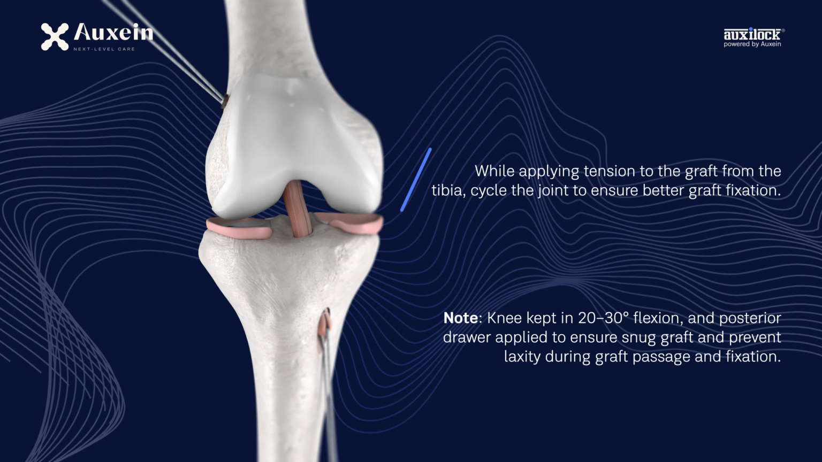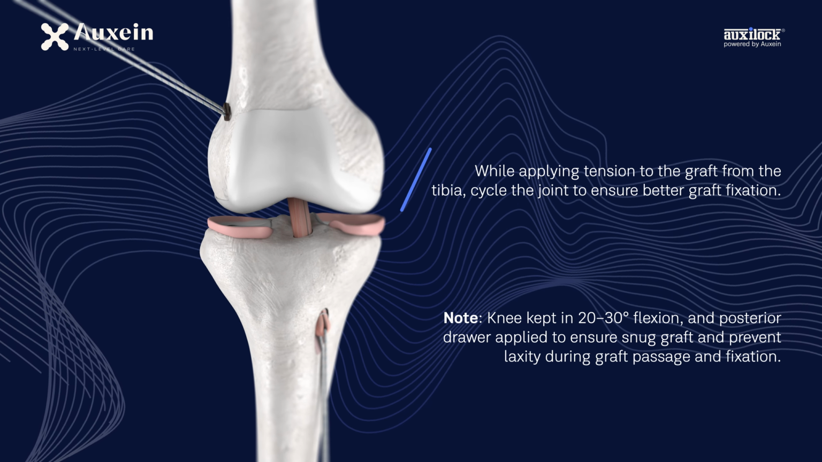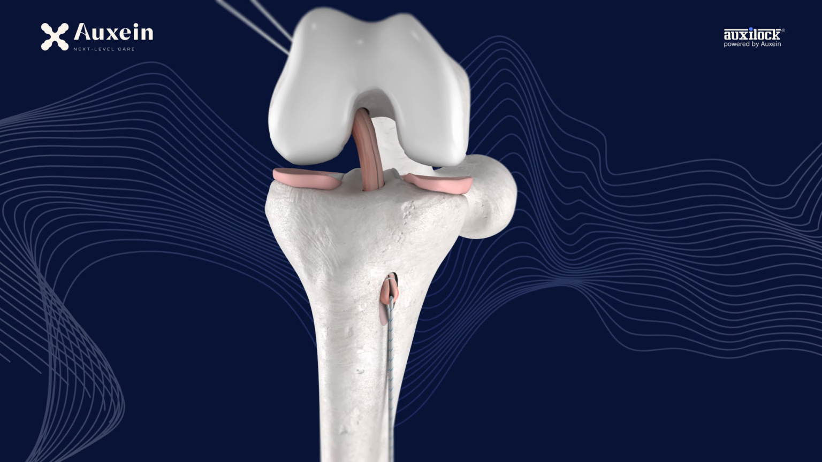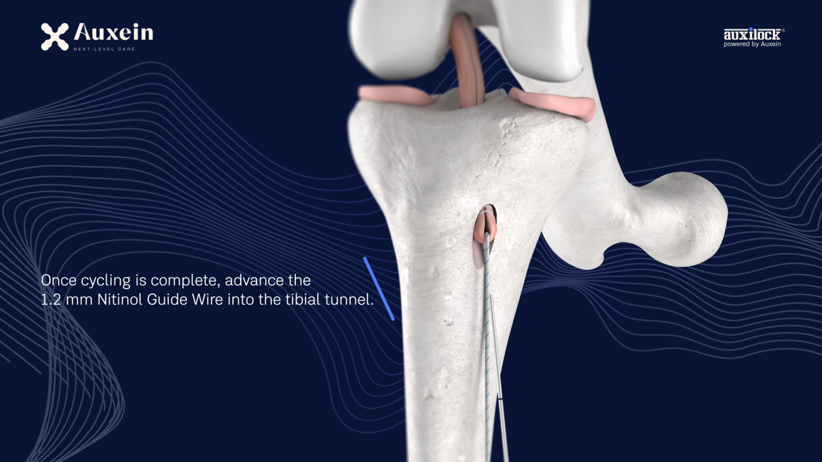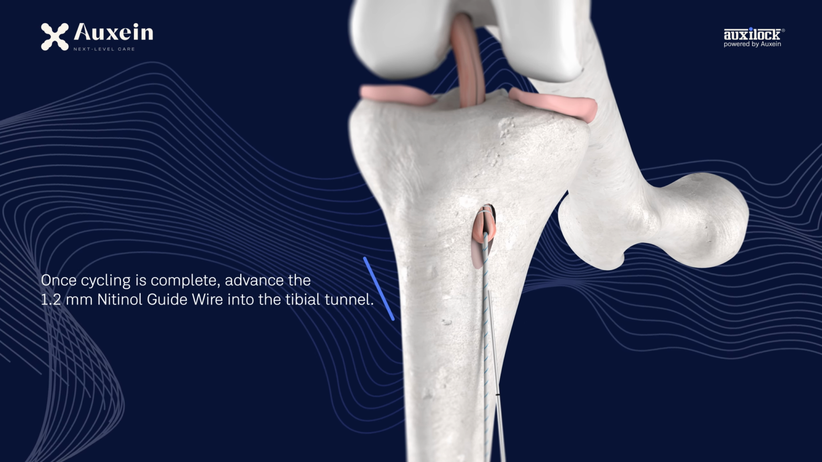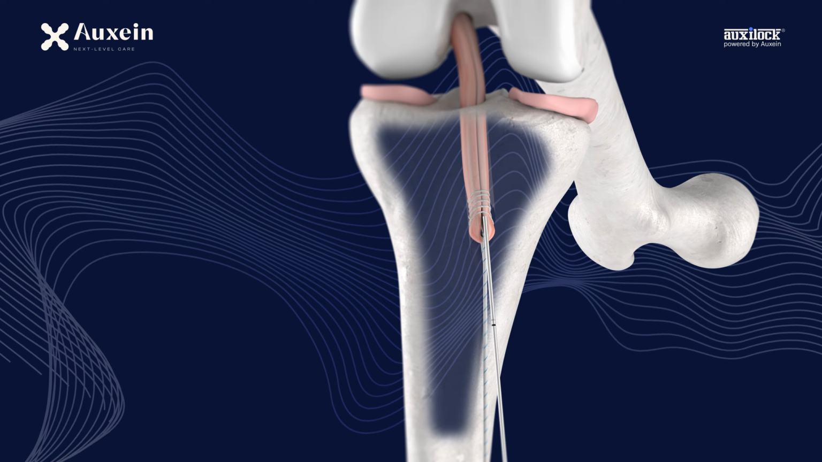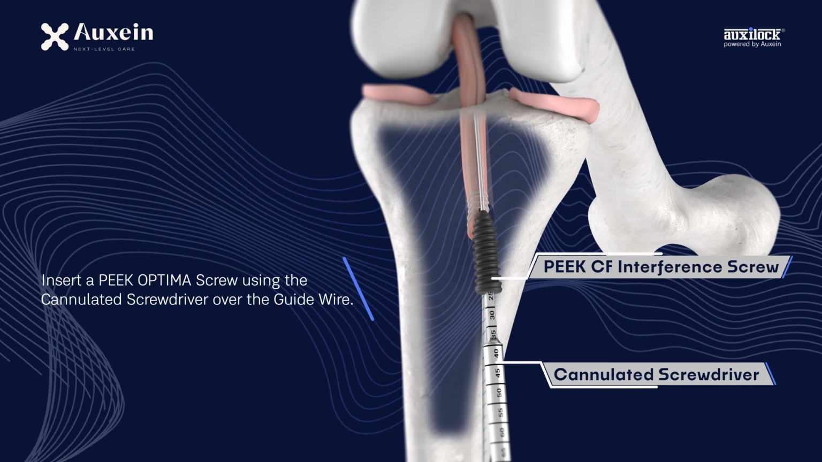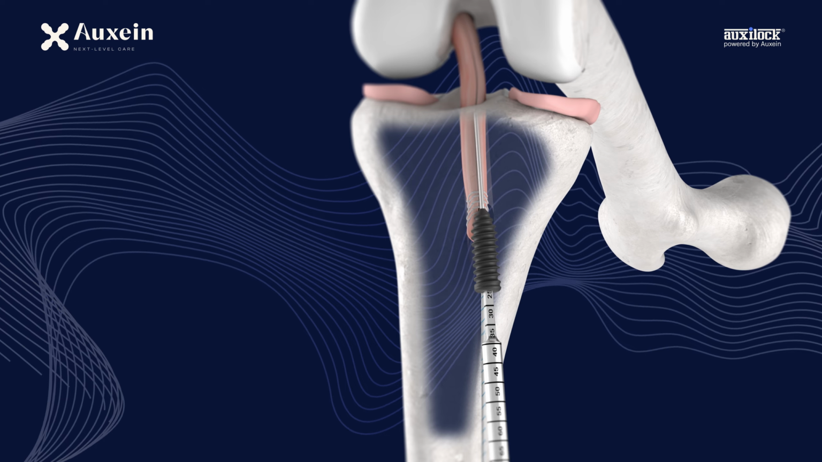While applying tension to the graft from the tibia, cycle the joint to ensure better graft fixation. Once cycling is complete, advance the 1.2 mm nitinol guide wire into the tibial tunnel. Insert a peak optima screw using the cannulated screwdriver over the guide wire.